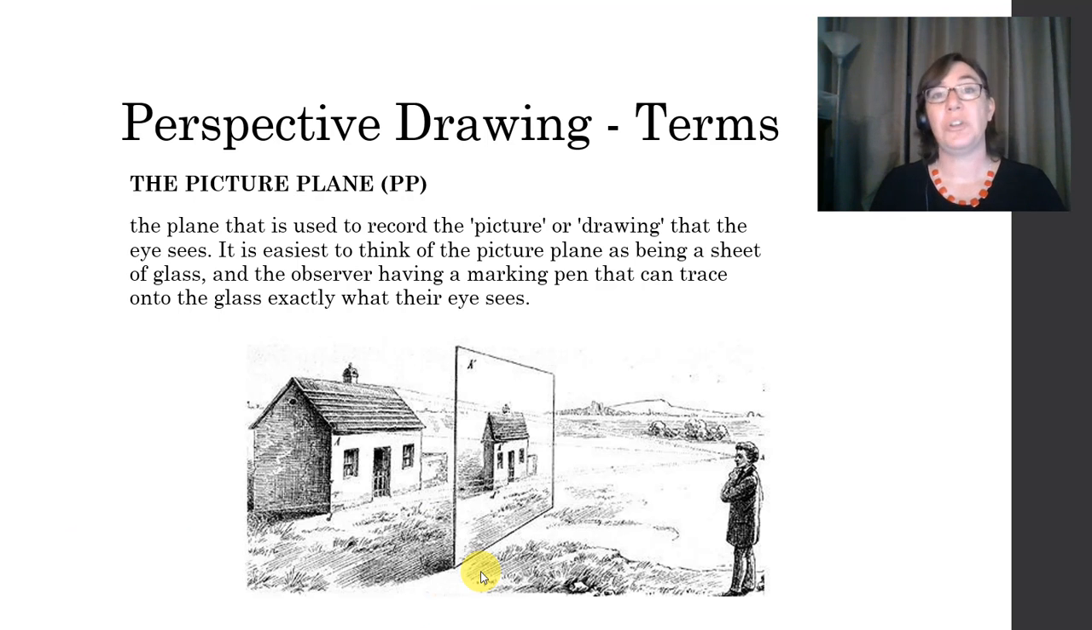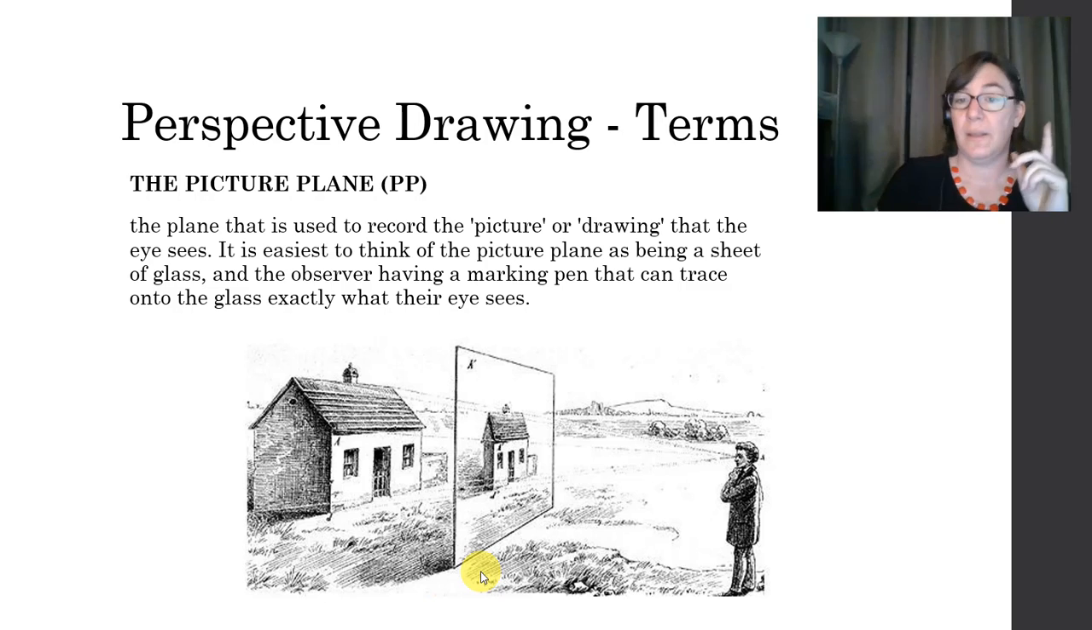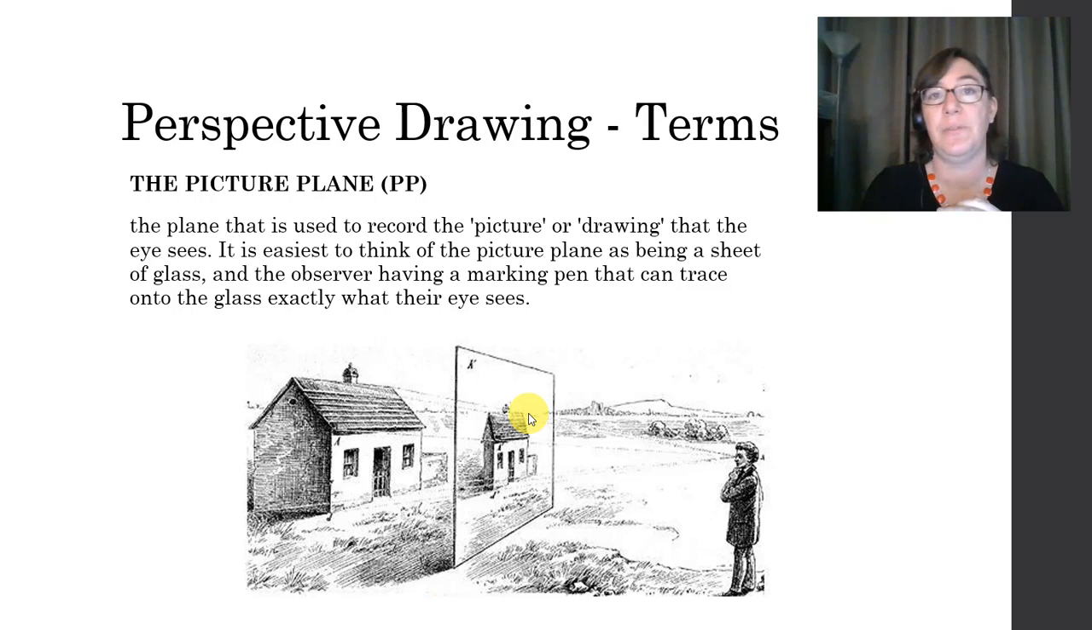Our next term is picture plane. The picture plane is a plane that's used to record our drawing or picture that the eye sees. You can think of it as a sheet of glass. And then the observer is marking out on the glass exactly what their eye sees. So here is our observer. And you can directly trace a ray from their eye to the different points on this building, and it should hit this pane of glass at a particular place. You can trace those out and create a perspective drawing.